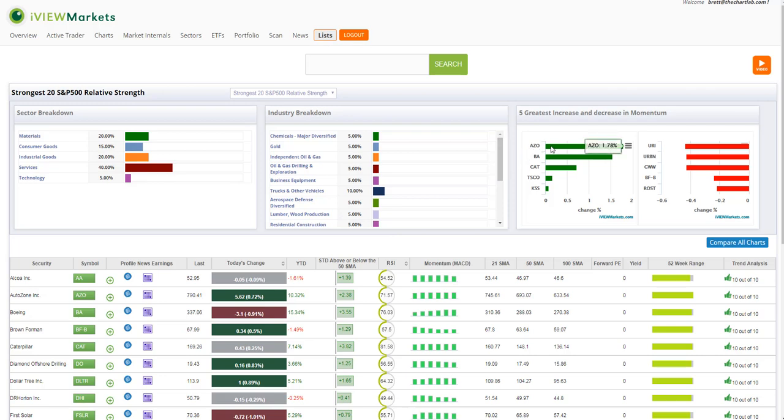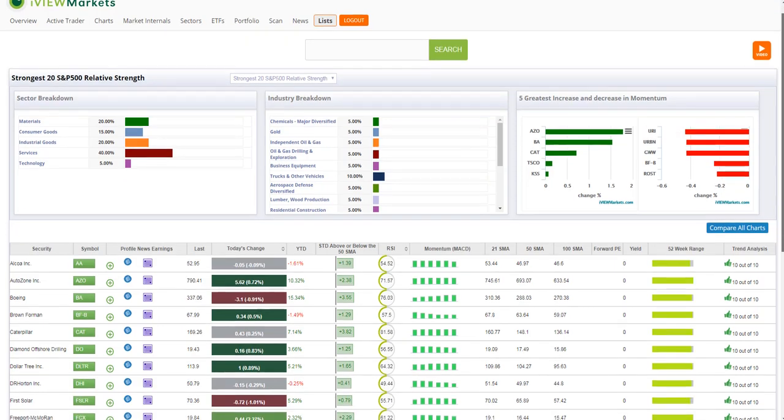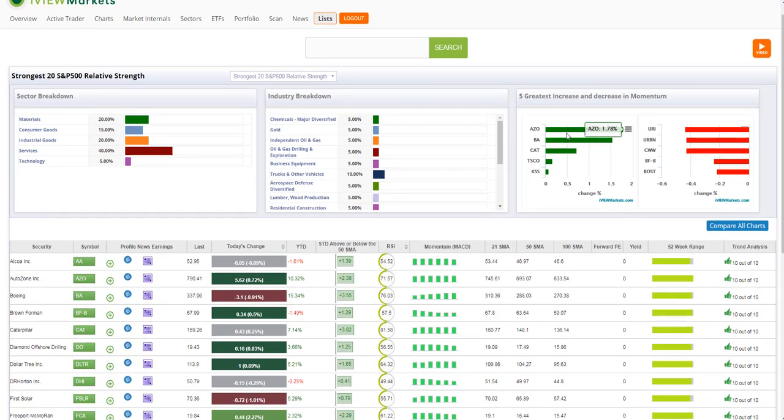On the far right, we can see the greatest increase or decrease in momentum over the last week or two. On this list we can see AZO, BA, Caterpillar. These have been seeing the greatest momentum on this list.